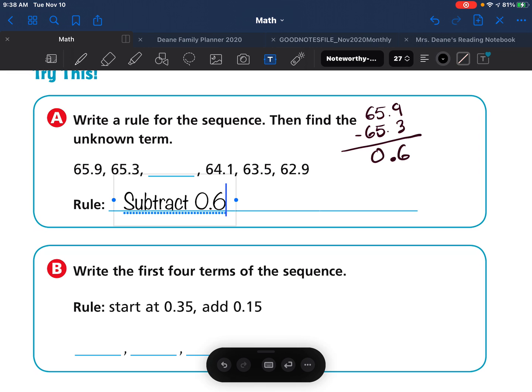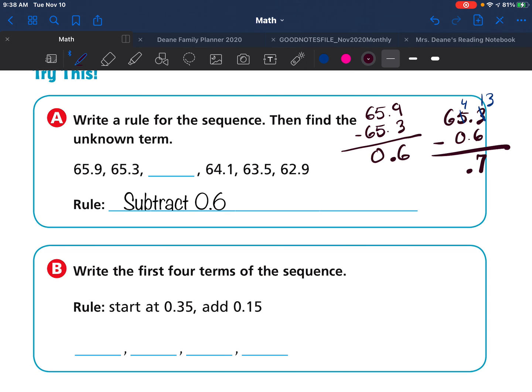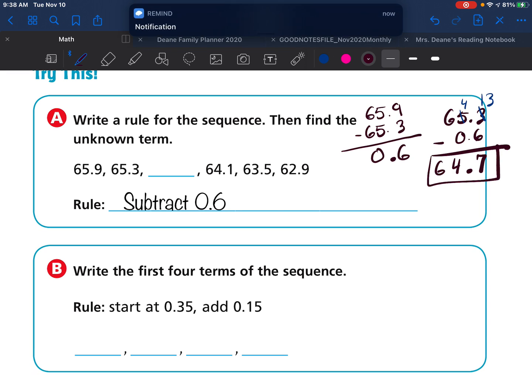Okay. And to be able to fill in our blank spot there, we're going to go ahead and do the math. So we take 65.3 and we subtract 6/10. In this case, we are going to have to borrow. So this becomes a 4. This becomes a 13. 13 minus 6 would be 7. And 4 minus 0 is 4. And the 6 comes down. So this is going to go right in here, 64.7.